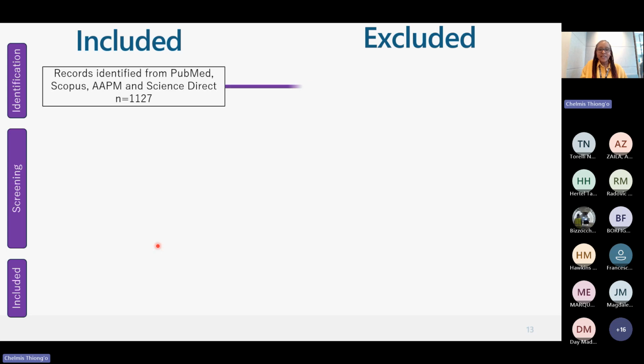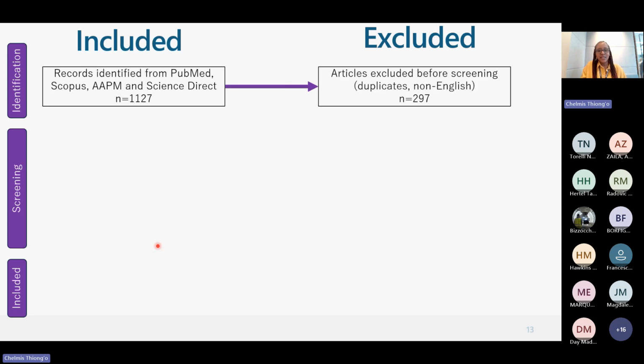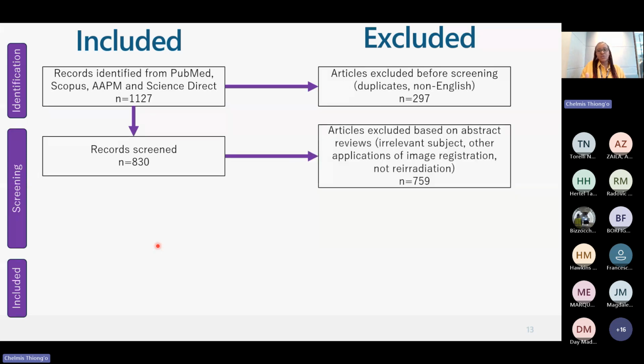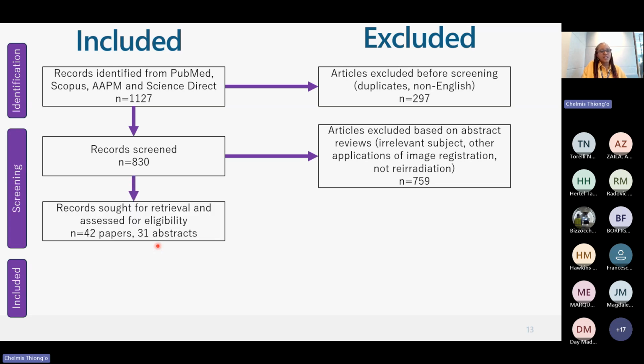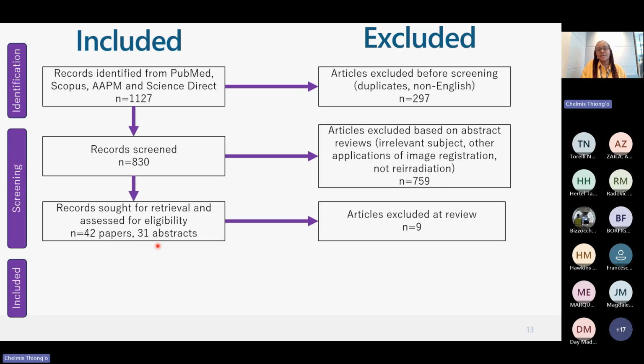And then after excluding duplicates and non-English articles, we remained with 830 whose abstracts were reviewed to exclude articles which were not relevant to the subject or had other applications of image registrations or were not to do with re-radiation. This left us with 42 papers and 31 abstracts. We then excluded 9 articles.